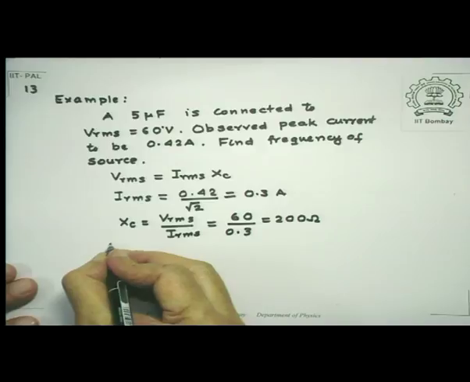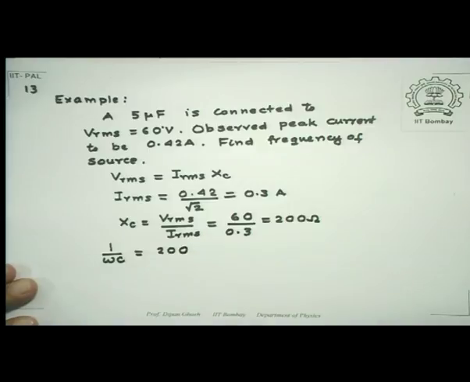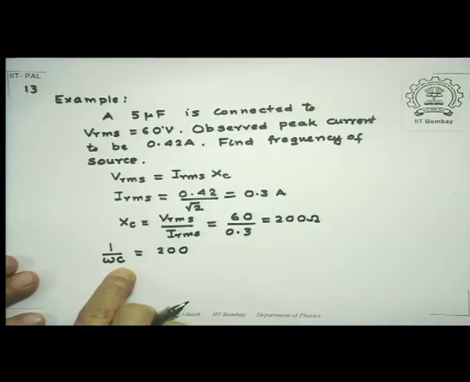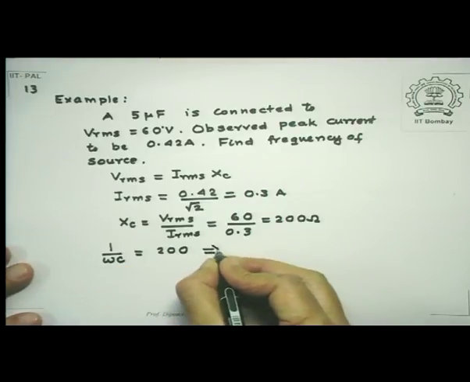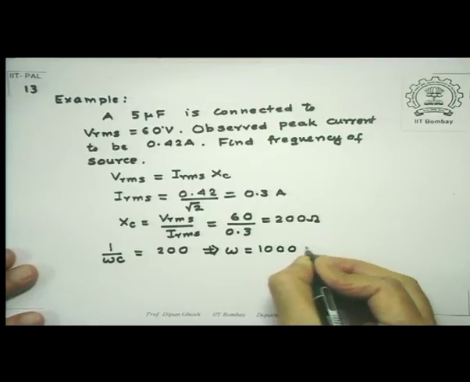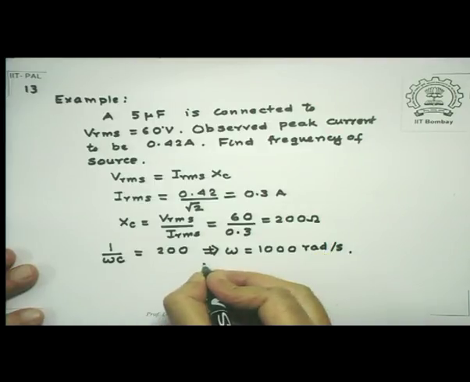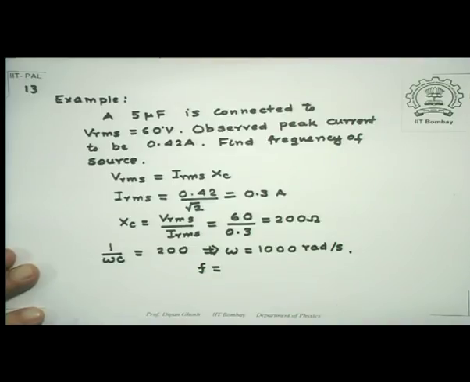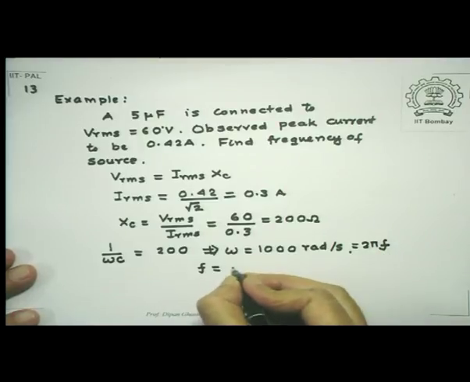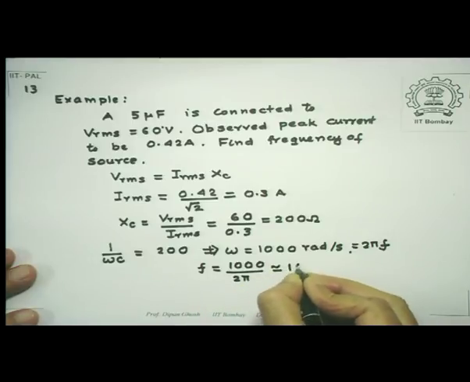But Xc is also 1 over omega C, that's equal to 200. I have given C to be 5 microfarad. From this, it's trivial to see that omega works out to 1000 radian per second, which corresponds to a frequency f, because omega is 2 pi f. So f is 1000 divided by 2 pi, which is equal to 160 hertz.